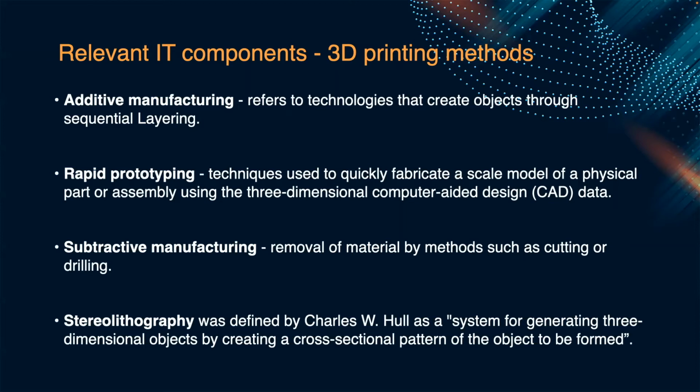Stereolithography, which is a fast and affordable technique, was the first successful method of commercial 3D printing. It uses a bath of photosensitive liquid, which is solidified layer by layer using a computer controlled ultraviolet light.